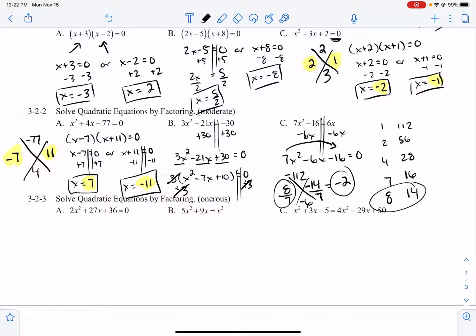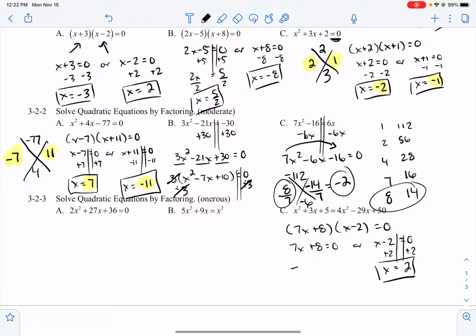So my parentheses, if I don't recognize the shortcut yet, I'm going to have 7x plus 8 and x minus 2 equals 0. So that means 7x plus 8 equals 0, or x minus 2 equals 0. So when I railroad track this side, x equals 2, that's one of my answers, or 7x equals negative 8, divide by 7, so x equals negative 8/7 would be my other answer. And again, hopefully you're starting to notice the shortcut that's helping you find your x answers a little bit faster.